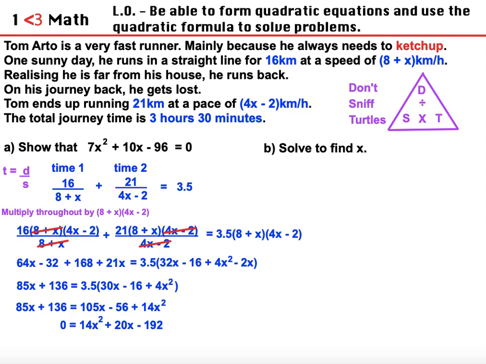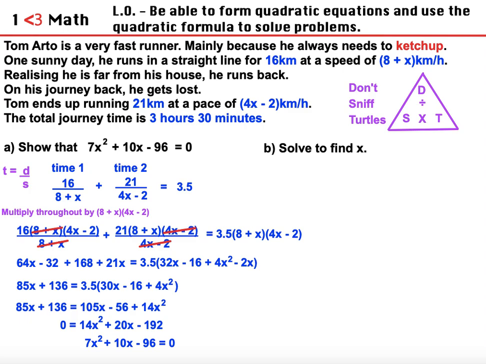So 14x squared remains untouched. 105x take away 85x gives me plus 20x, and minus 56 minus 136 gives me minus 192. Now these numbers are all multiples of 2, so I can divide throughout by 2, and that gives me 7x squared plus 10x minus 96 equals 0. So we have shown that 7x squared plus 10x minus 96 equals 0 through some rather difficult manipulation of algebra.